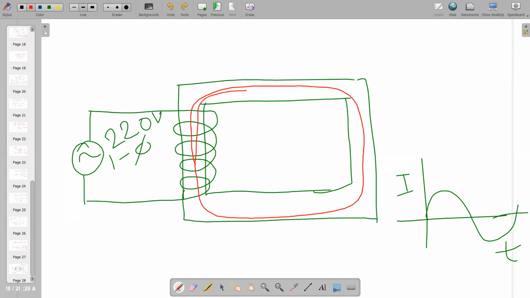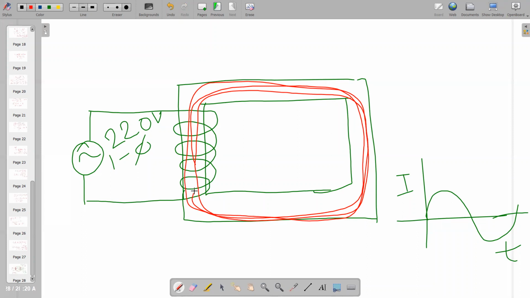Why do they pass only through the iron core? The reason is air offers more reluctance to the magnetic field lines. So magnetic field lines are very cunning. They follow the path which offers them less resistance, meaning it has less reluctance.